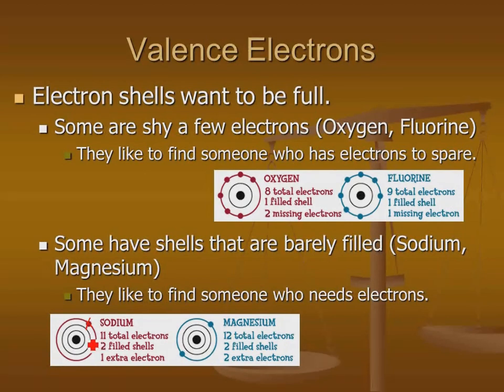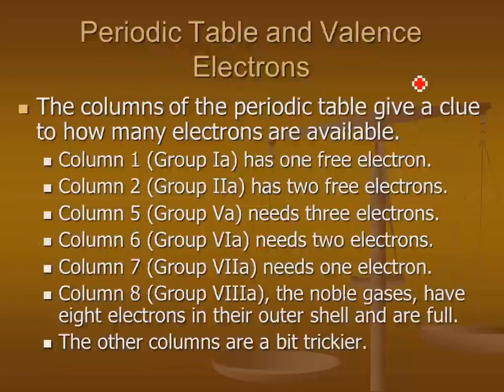So they're happy. The goal is to have that outermost shell full, which in most cases requires 8 electrons, the exception being the first row, hydrogen and helium, which only need 2. So column 1, that group 1A, has 1 free electron, then 2 free electrons. Group 5 needs 3 electrons, 6 needs 2, 7 needs 1, 8 are just happy as clams. The other ones, those transitional elements in the middle, we're kind of ignoring, because they get a little bit trickier. It's not going to really make as much difference for you.